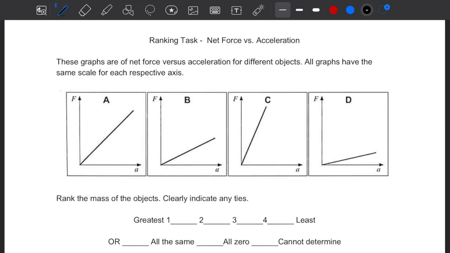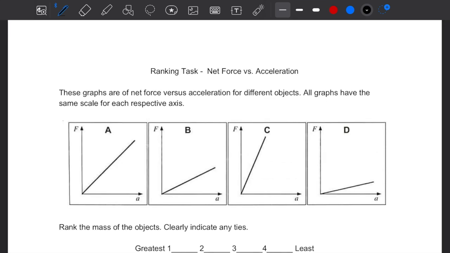Next warm-up. We've got 4 graphs. They're the same in every way as far as the scale. We're looking at force versus acceleration. And it wants us to rank which one has the greatest mass. And yeah, this is not something we've looked at, but we're smart people. We can figure out what we're supposed to do here.